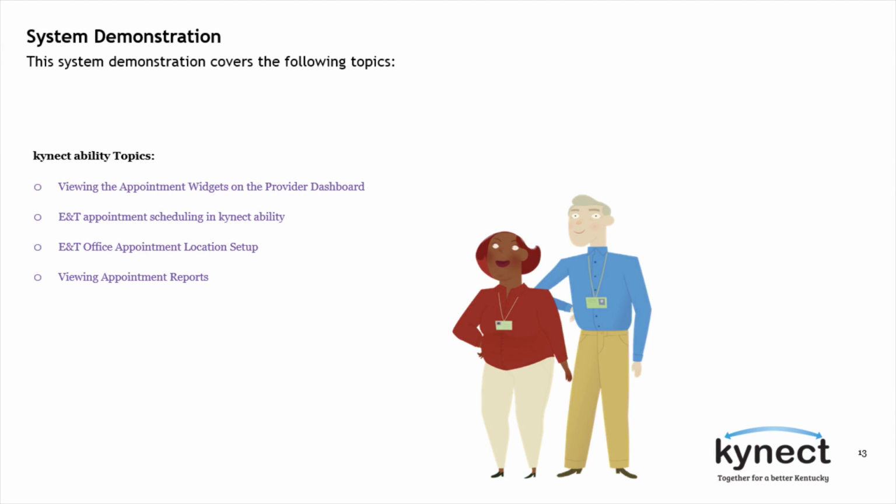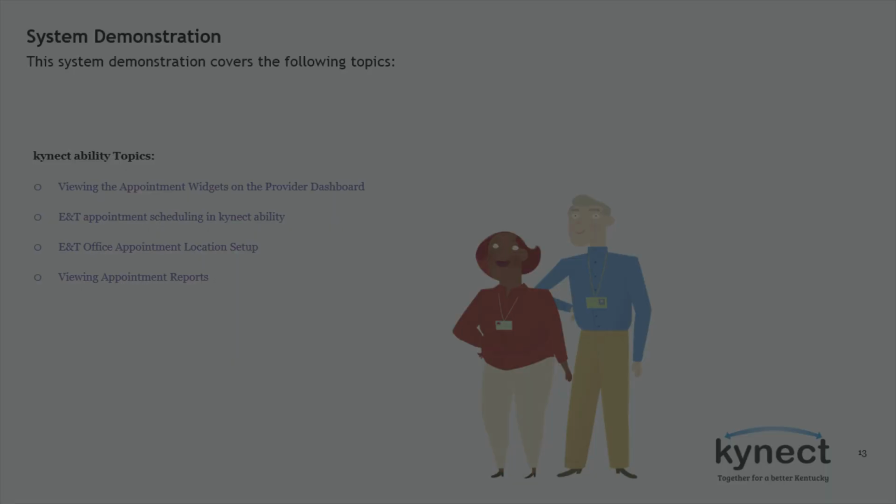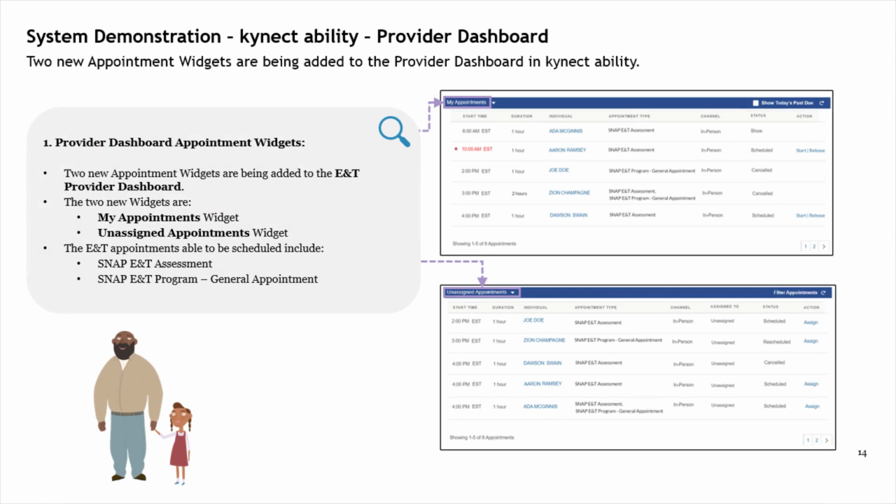Now we will walk through viewing the appointment widgets on the provider dashboard, ENT appointment scheduling in Connectability, ENT office appointment location setup, and viewing appointment reports. Two new tools on the ENT provider dashboard, the My Appointments widget shown in the top screenshot and the Unassigned Appointments widget shown below, allow for scheduling and management of SNAP ENT assessments and the SNAP ENT program general appointments.